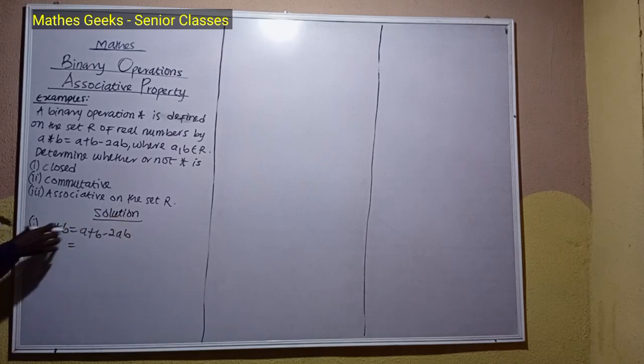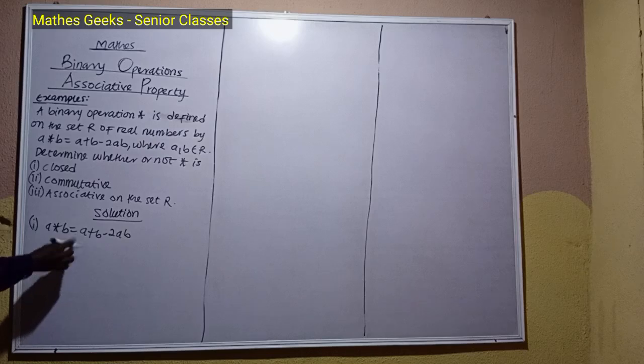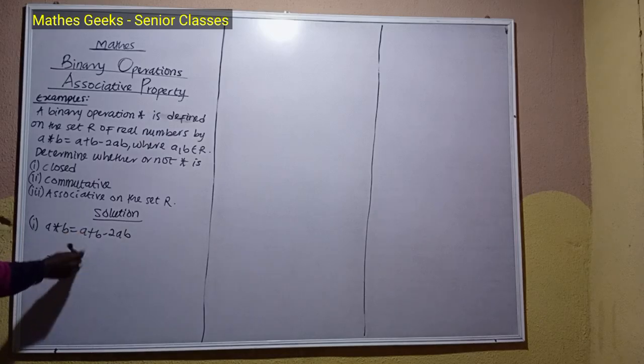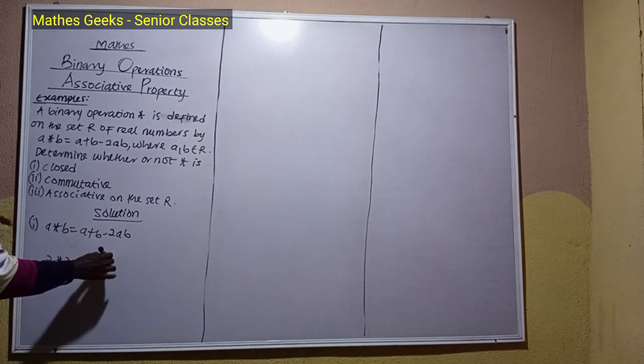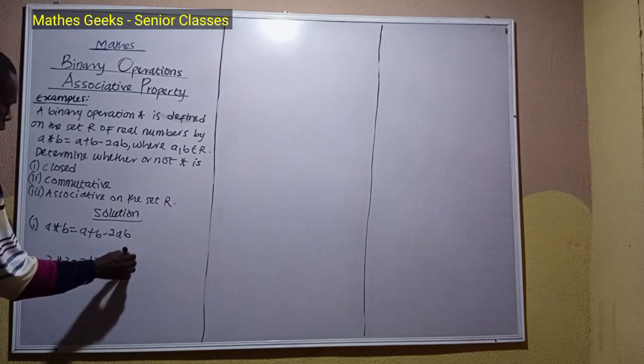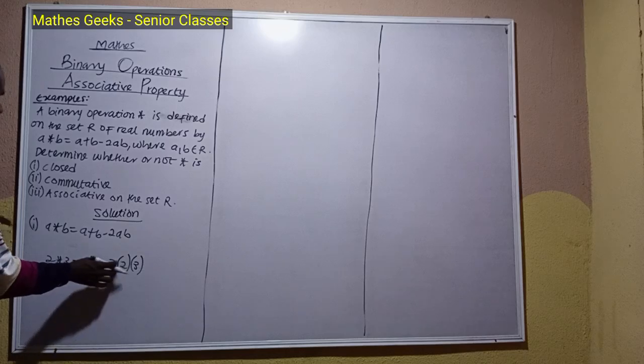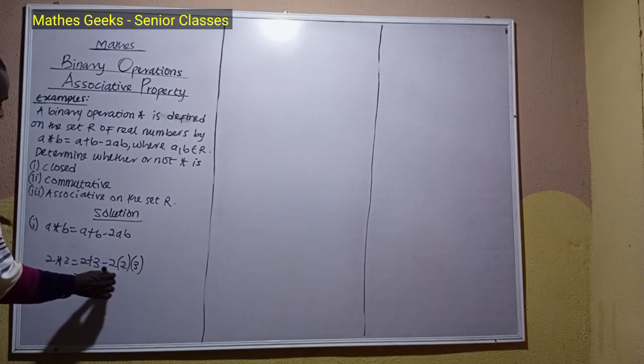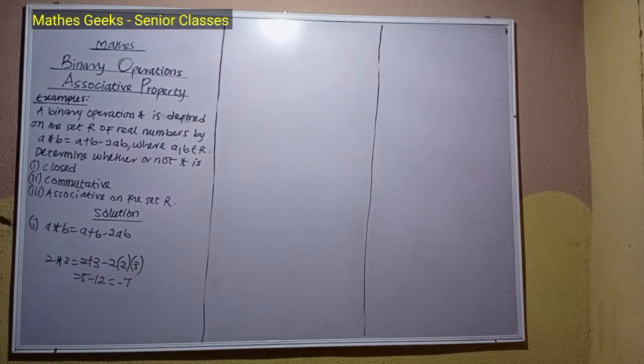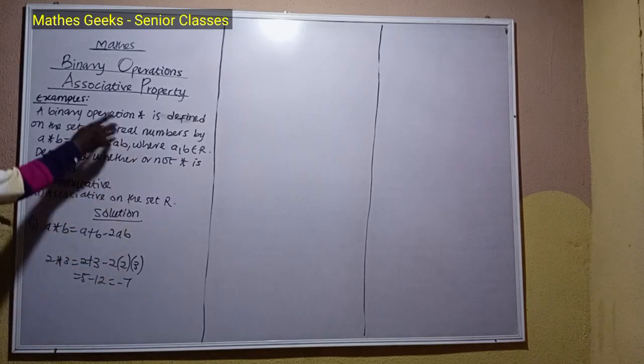For instance, if we use 2 and 3, we get 2 star 3. So if we use this function, it is 2 plus 3 minus 2 times 2 times 3, which is 5 minus 2 times 6, that is 5 minus 12, which is minus 7. Minus 7 is a real number, and so it belongs to the set R.